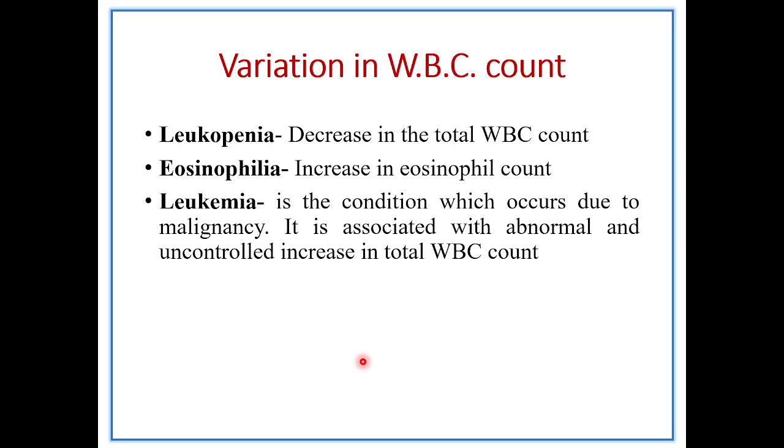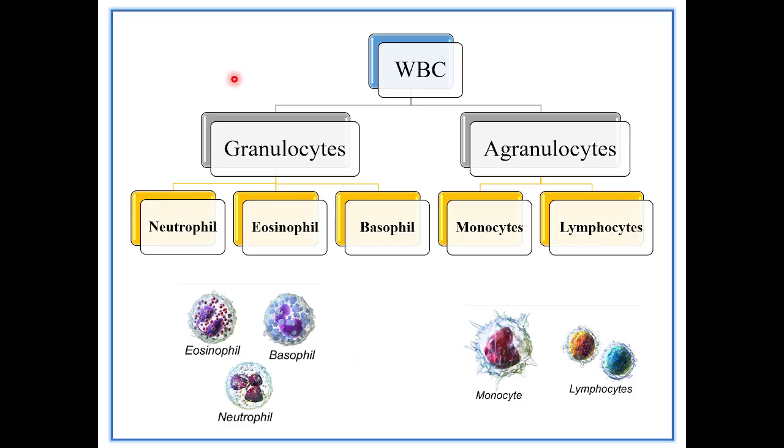Variation in the WBC count: leukopenia means the total WBC count decreases, and that phenomenon is called leukopenia. If there is an increase in eosinophils, then this is called eosinophilia. Leukemia is a condition which occurs due to malignancy. It is associated with an abnormal and uncontrolled increase in the total WBC count.